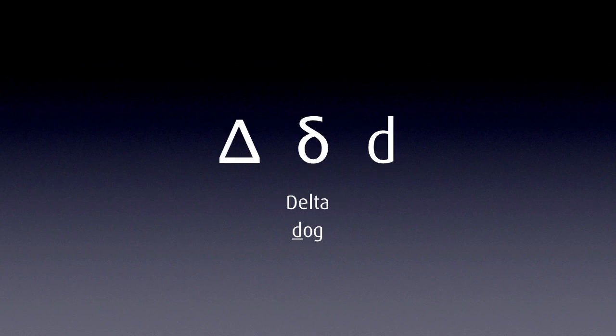Next is delta. And again, the capitalized form is different from anything we have in English, but the lowercase form does have some similarities to the English letter D. Delta makes a D sound, as in the word dog.